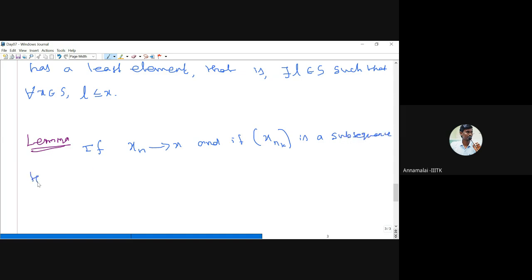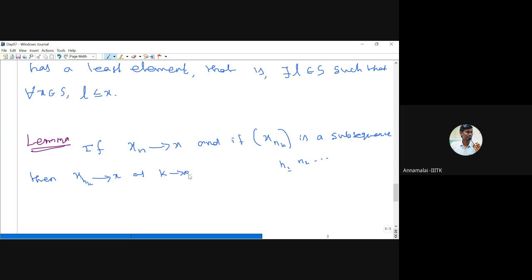Then the subsequence also converges to the same limit. Then x_{n_k} converges to x as k goes to infinity. Here n looks fixed, but we are varying k, because the subscripts are n1, n2, and so on. Therefore, as k goes to infinity, all the subsequences converge to x, provided the original sequence converges to x.